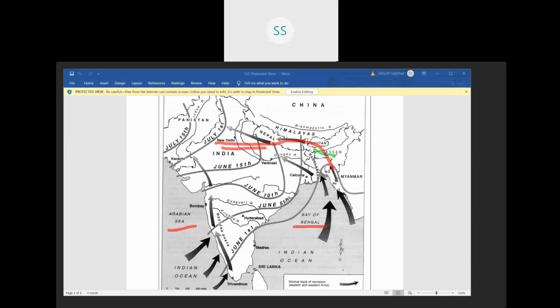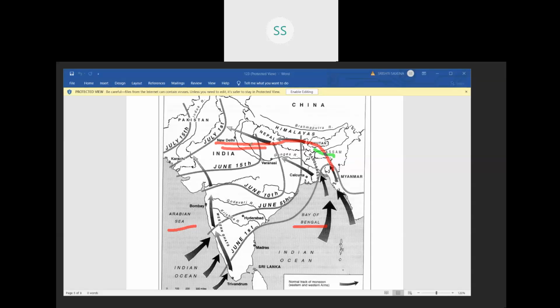Mawsynram. This is a place in the Khasi Hills. In Chapter 2, Physical Features, you have done the Garo, Khasi and Jaintia hills. So this Mawsynram lies in the Khasi Hills of Meghalaya, and this region receives the highest amount of rainfall in the world. And the winds further move after Meghalaya towards the Ganga plains where they shed their rainfall.